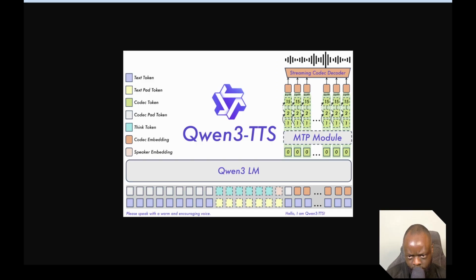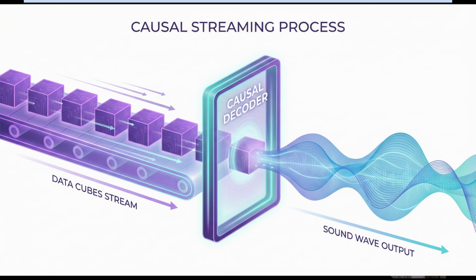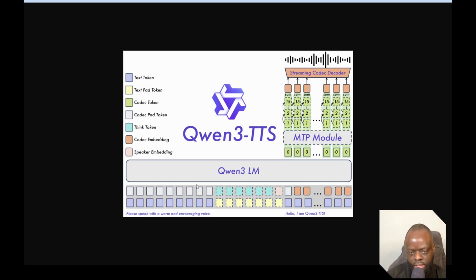And then we have the streaming codec decoder. The model generates something called codec tokens, which is just compressed audio data. And the streaming decoder instantly translates these codecs into actual sound waves as they arrive. So you don't have to wait for the model to get the entire text. It will literally start speaking as it's getting the text.